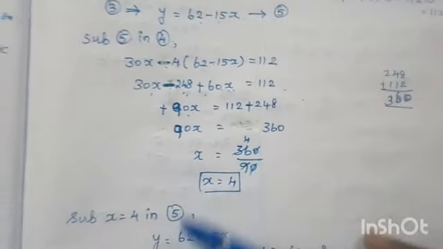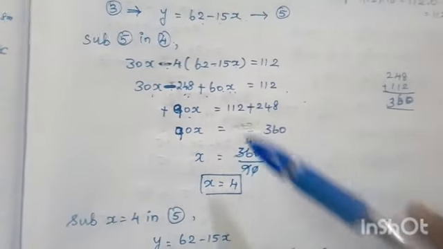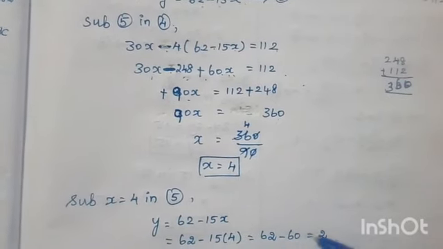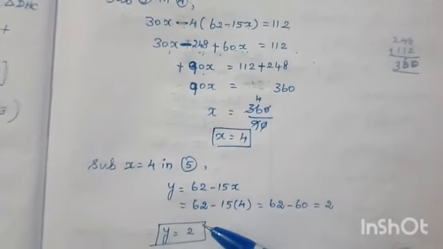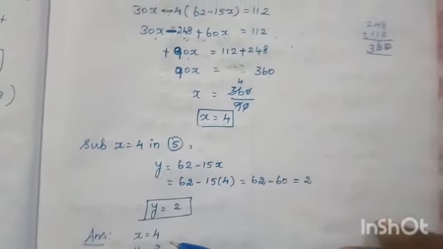So that is y = 62 - 15 into 4, where 4 is the x value. That is 62 - 15 fours are 60, equal to 2. So y = 2. So the answer is x = 4 and y = 2.